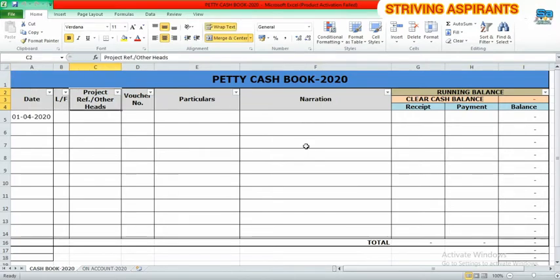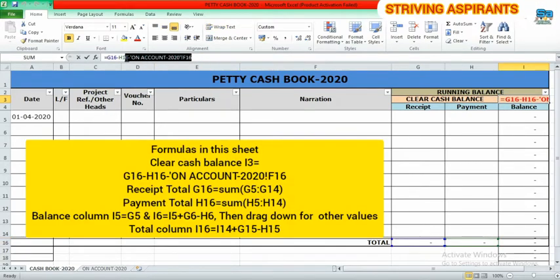Date, ledger folio reference, project or other references, voucher number, receipt and payment, particulars, from whom we are receiving or to whom we are paying, also the narration or details regarding that receipt and payment. Then the amount we have to give. Clear cash balance, receipt, payment and balance columns we have to prepare, and their totals need to be given. Regarding clear cash balance, this is all about the cash we are having in our hand. The formula is given here.